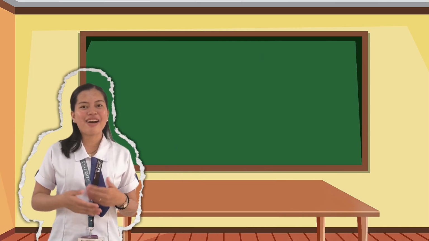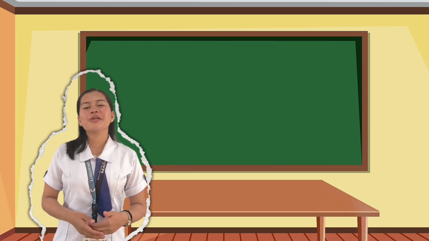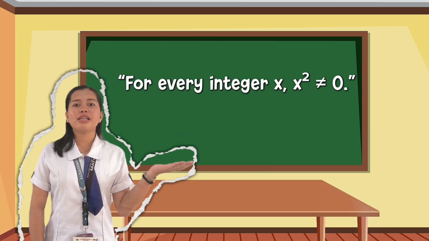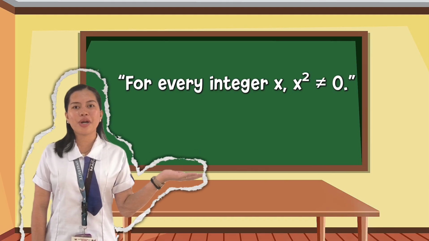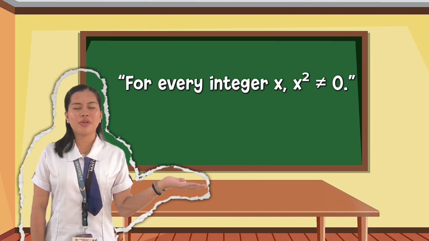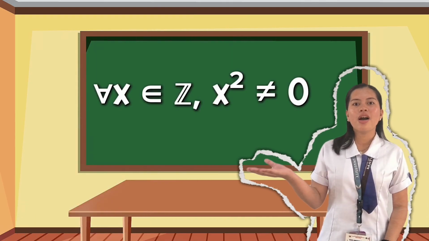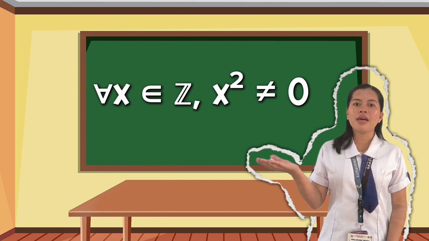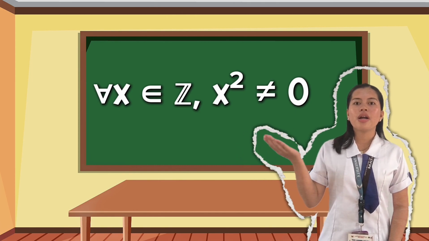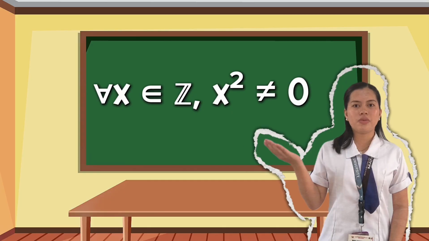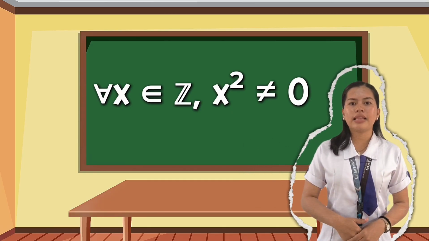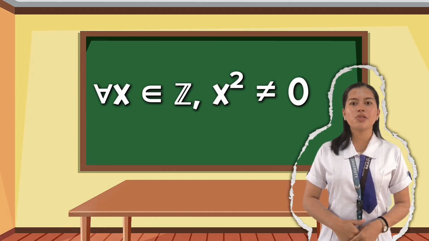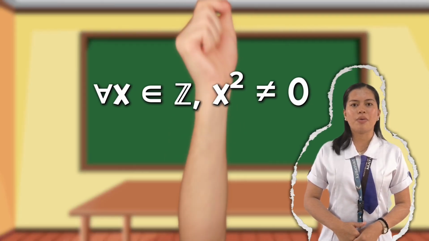Now, let's have another example. The statement is: for every integer x, x squared is not equal to 0. Symbolically, for all x an element of the integers, x squared is not equal to 0. This tells us that the statement claims all integers squared are not equal to 0.